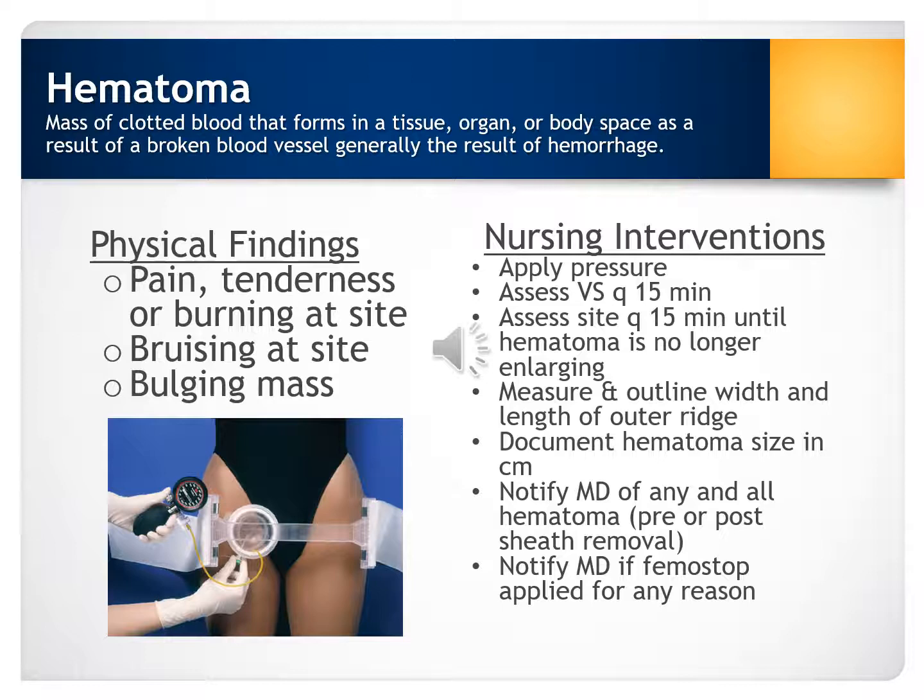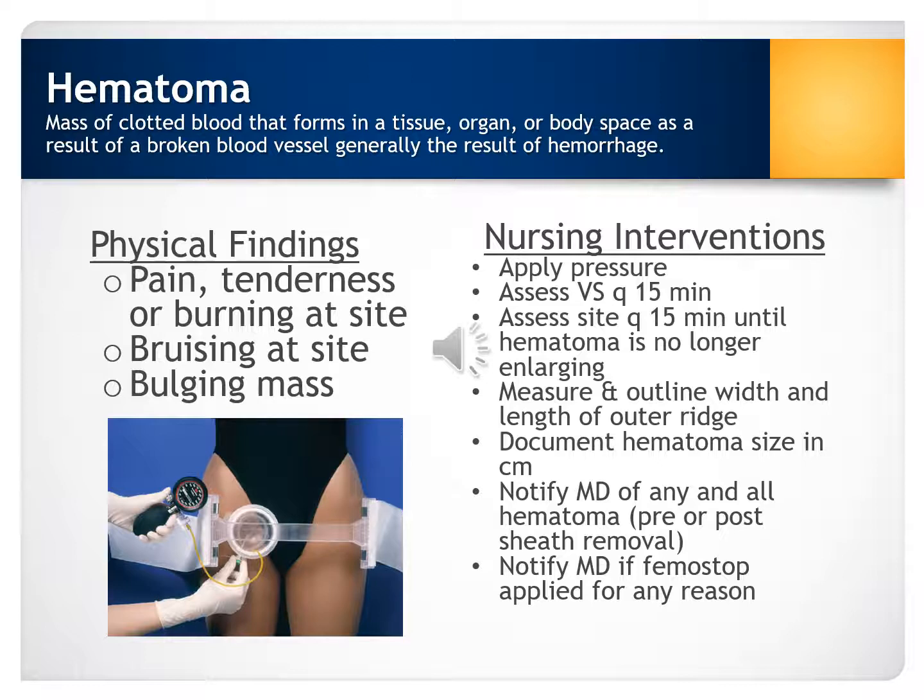93% of people who have a cardiac catheterization can develop a hematoma. Typically, patients will have pain and tenderness, bruising at the site, and you will be able to palpate a bulging mass. If a hematoma develops, your nursing interventions would be to apply pressure. The length of how long you apply pressure can vary, but it could be up to 20 minutes. You would continue to assess vital signs every 15 minutes after this occurs. You will assess the size of the hematoma every 15 minutes as well after you are done holding pressure.